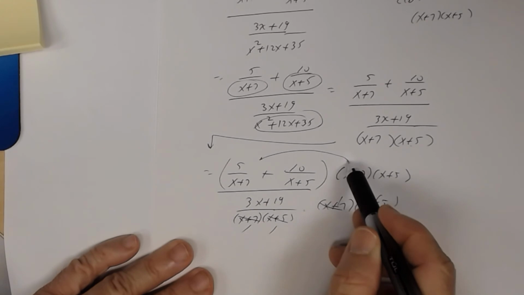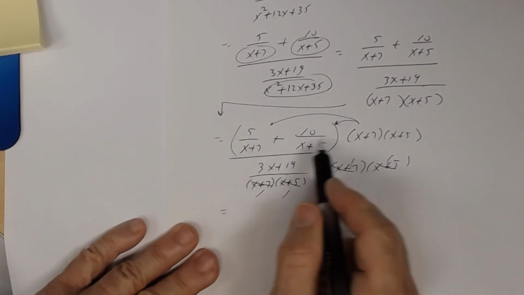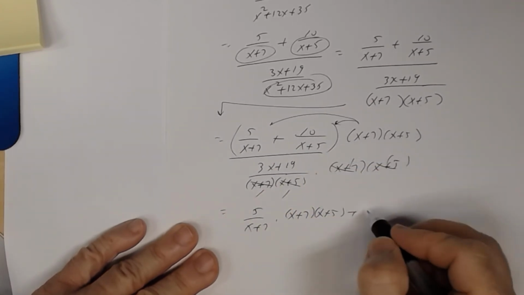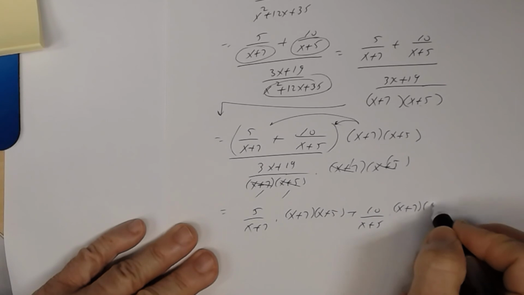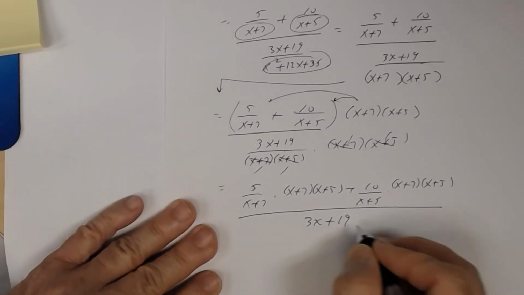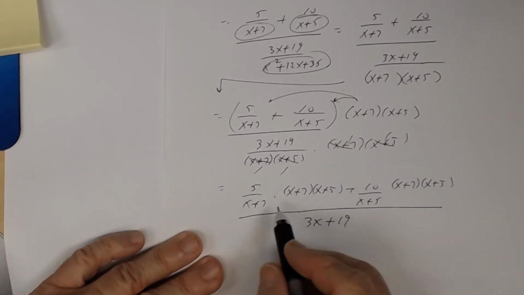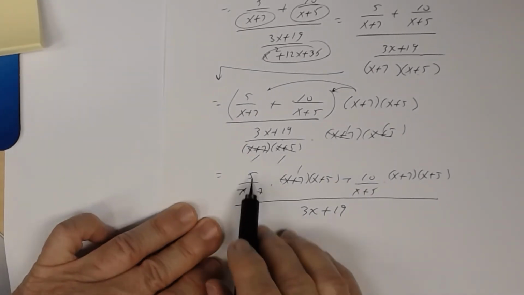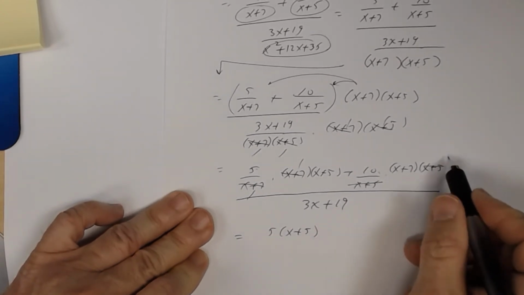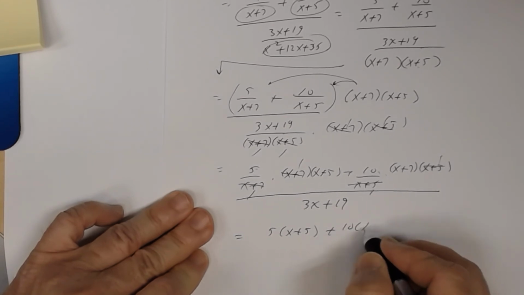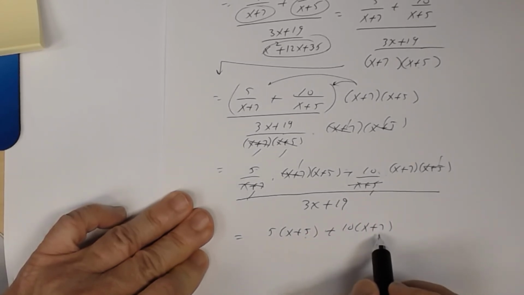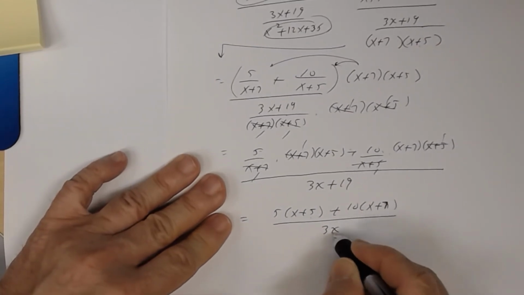Over here, though, I've got to distribute. So this becomes this fraction times the LCD, just like this, plus this fraction times the LCD, divided by, and then all you're left with in the denominator is just 3x plus 19. Now in the numerator, let's go ahead and reduce. These x plus 7s divide out in the numerator, so I get 5 times x plus 5. Over here, the x plus 5s divide out, so I get 10 times x plus 7, just like this. So 5 times x plus 5 plus 10 times x plus 7. The denominator is just 3x plus 19.